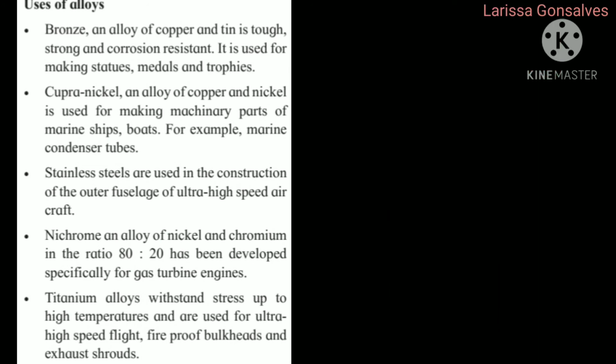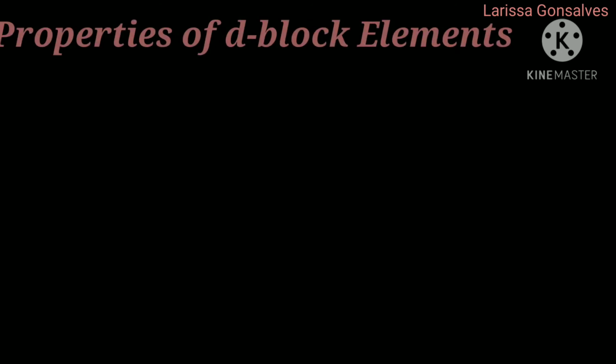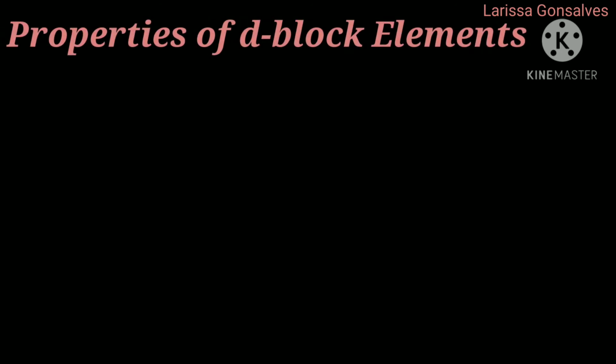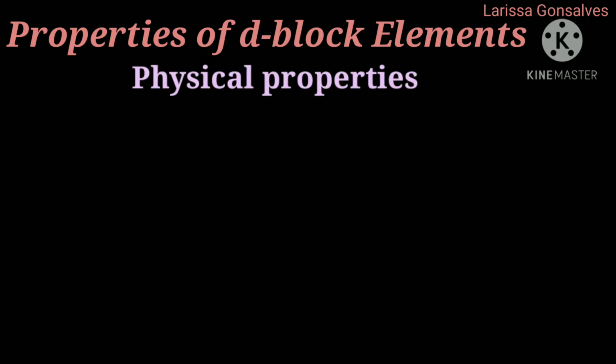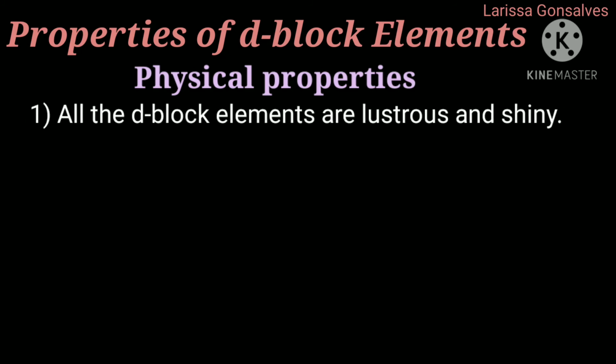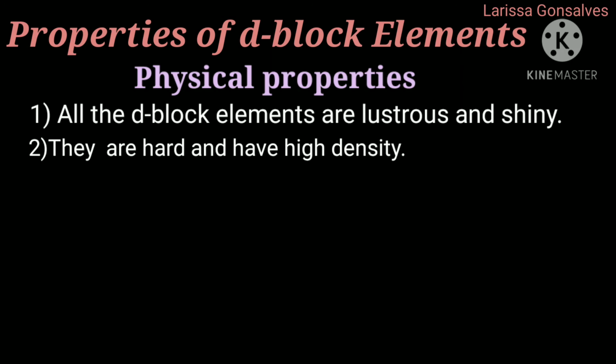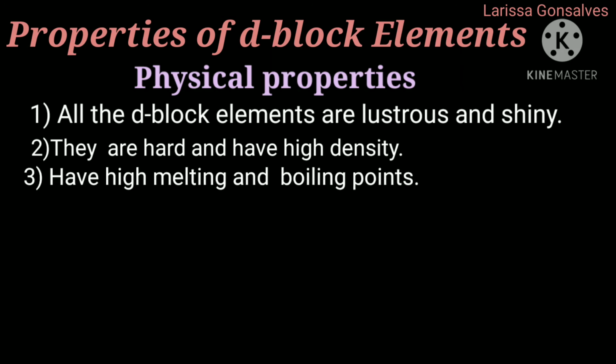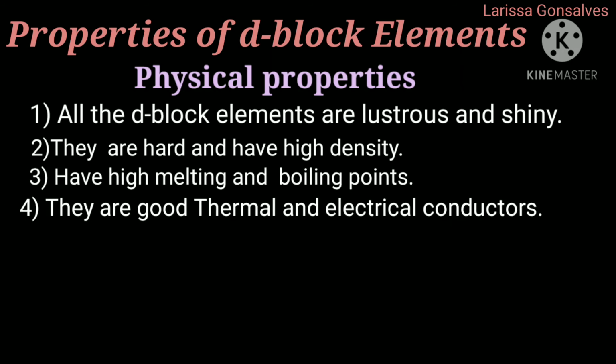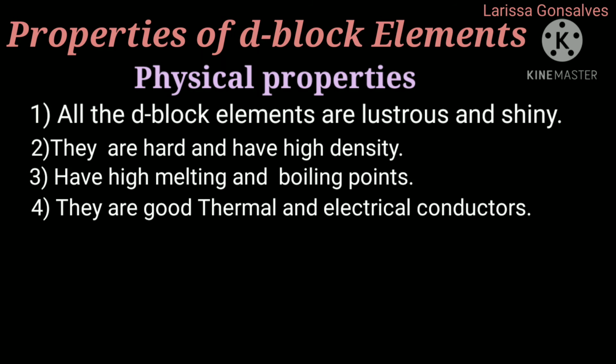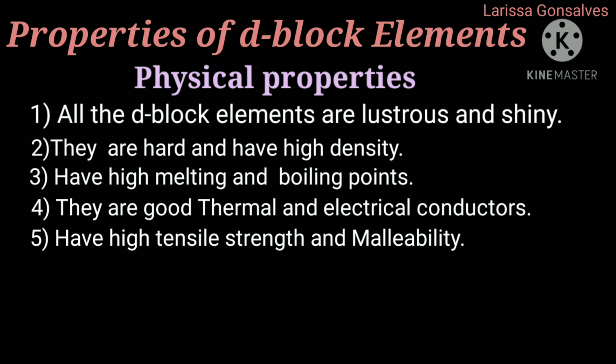Let us now study some properties of d block elements. First we shall study the physical properties and then we study the chemical properties. So the physical properties of d block elements are as follows. All the d block elements are lustrous and shining. They are hard and have high density. They are good electrical and thermal conductors. Thermal conductors means heat. They have high tensile strength and malleability.